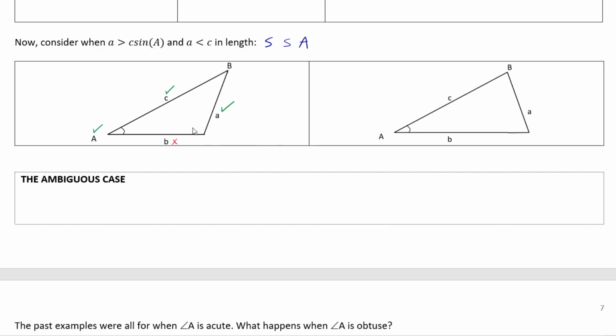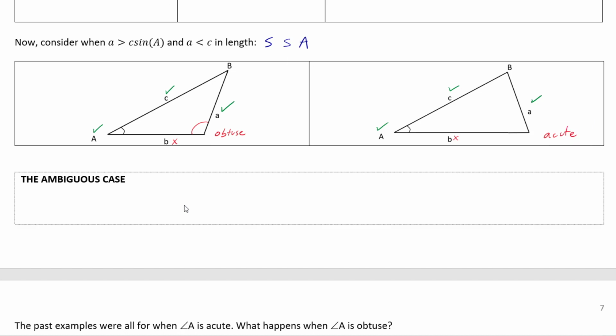You can have this obtuse angled triangle, or potentially, if you are given side, non-contained angle, and not this side right here, you can also have an acute angled triangle that forms.